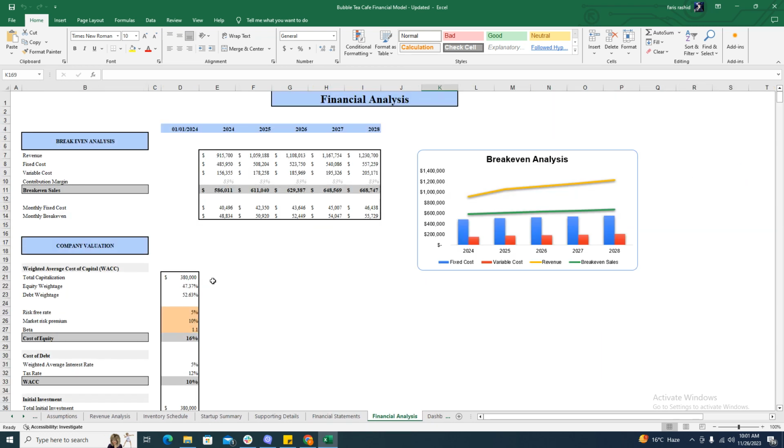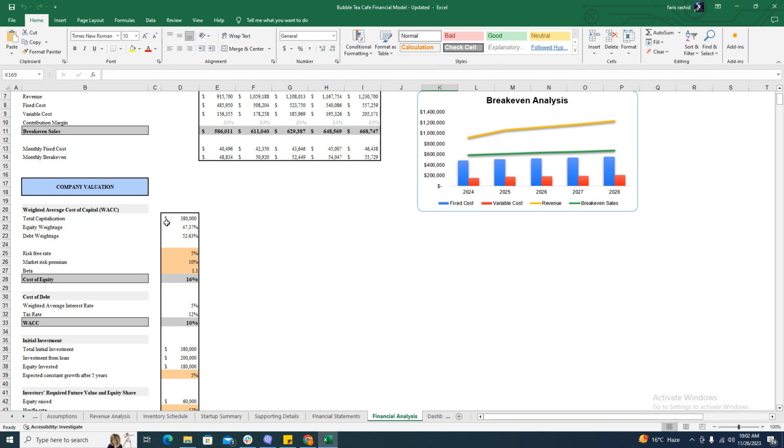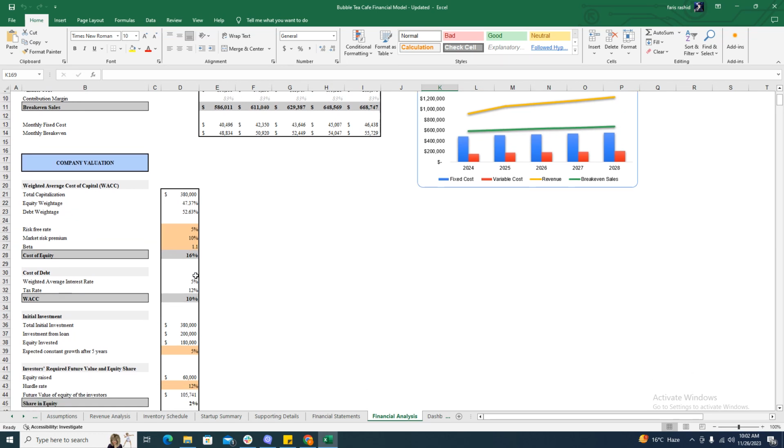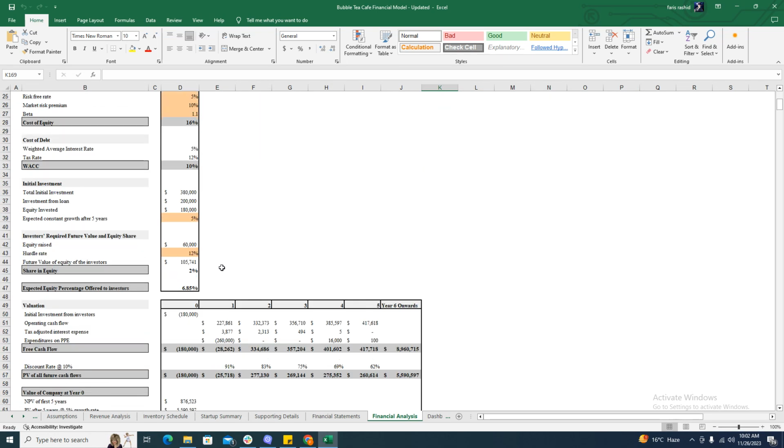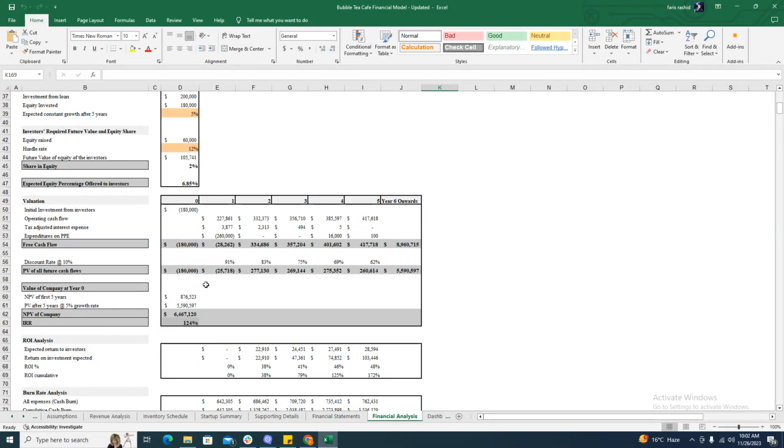Then comes the financial analysis. The financial analysis, as you can see over here, gives you different analysis such as break-even analysis. This gives you the break-even sales of the business in each year. Then comes the company valuation, which gives you the WACC, weighted average cost of capital of the business, as well as the expected equity percentage that can be offered to the investors.